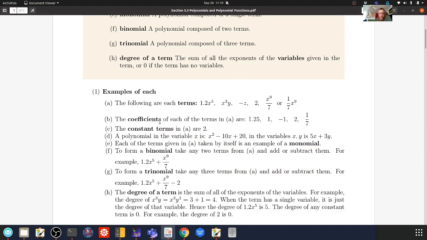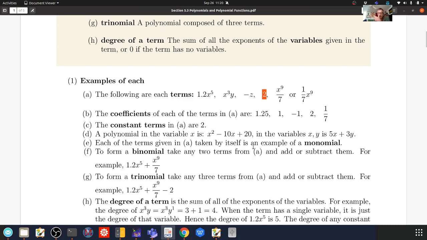So the coefficients of these terms are 1.25, 1, minus 1, 2, 1/7, and 1/7. Oh, I actually tell you right there, show the equivalence. The constant terms, there's just one constant term, and it's 2. The polynomial in the variable x is x squared minus 10x plus 20. Just another example. The variables in this is just in the variable x, and here's a polynomial in the variables x and y, 5x plus 3y.